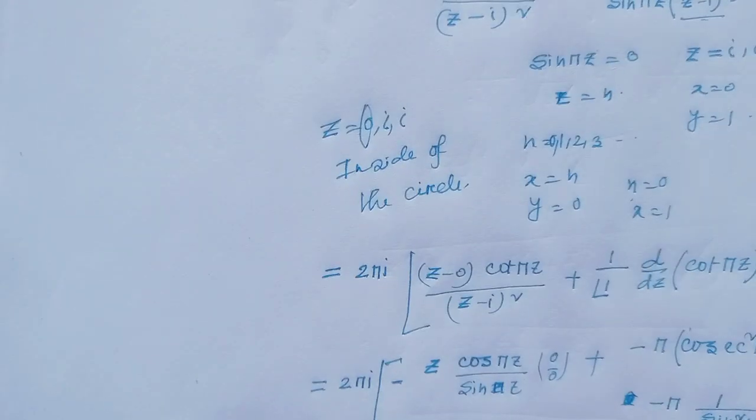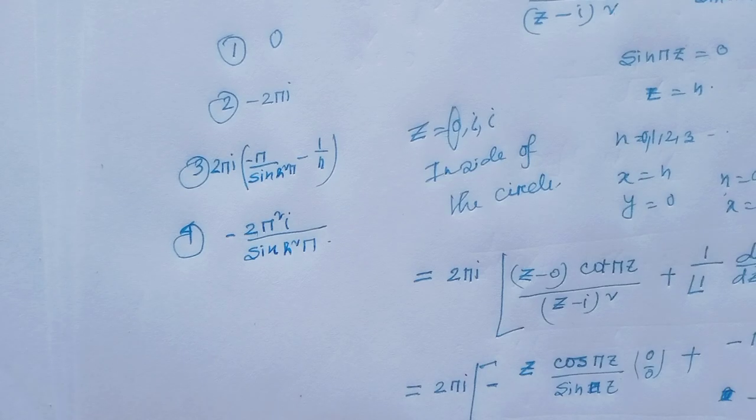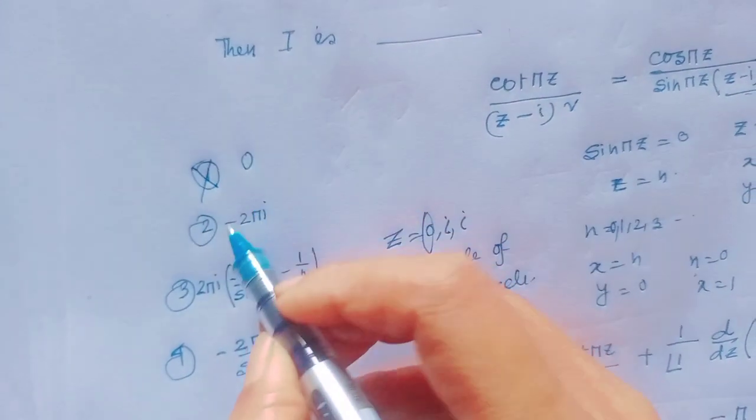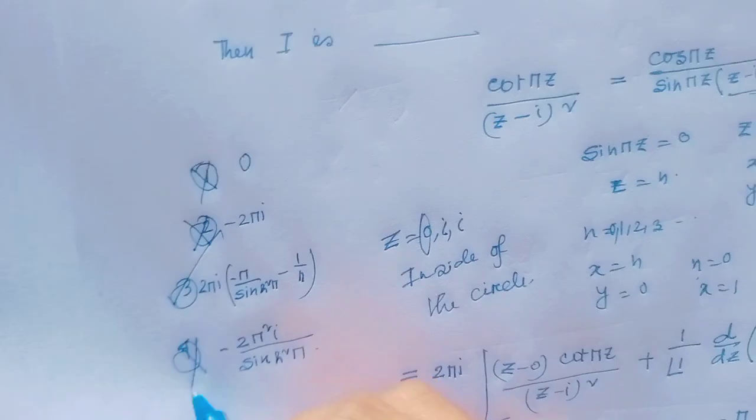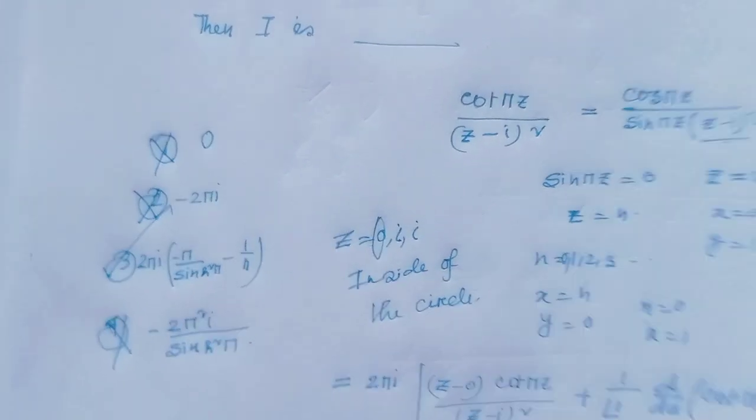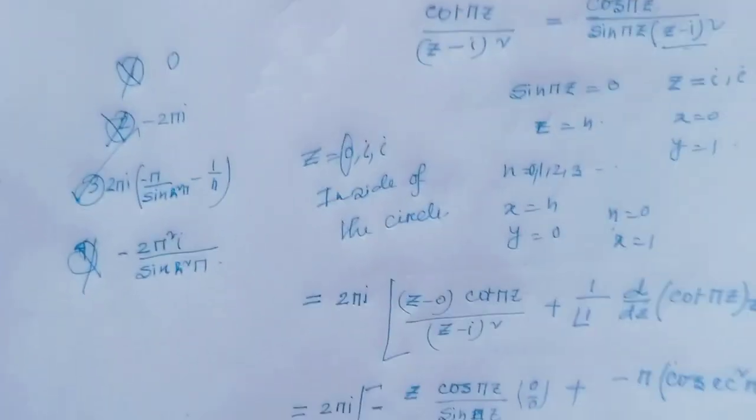So notice the options. The first option, 0, is wrong. Minus 2 pi i is also wrong. This is the right option, and this is the wrong option. I hope all my viewers have understood this question.